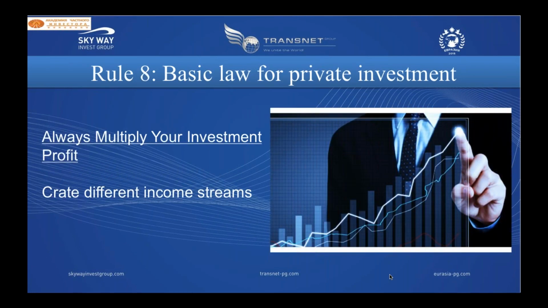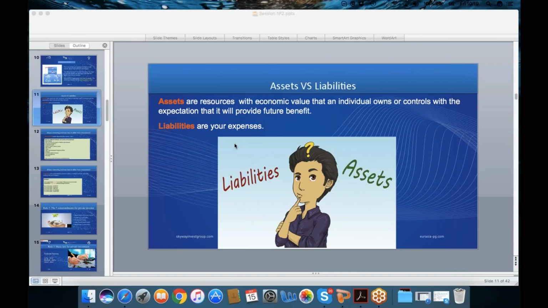And rule number 8, the last one: always multiply your investment profit, or always create different income streams. So my question to you: how many income streams do we have in our company?